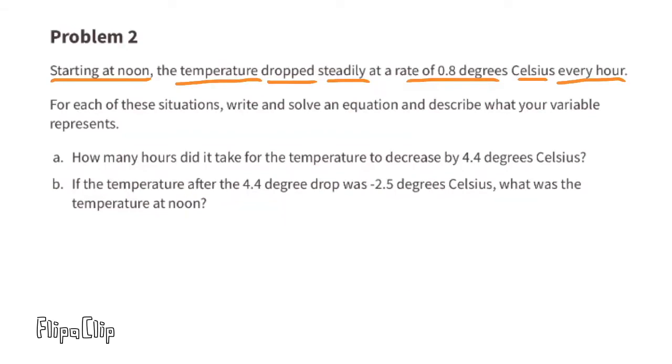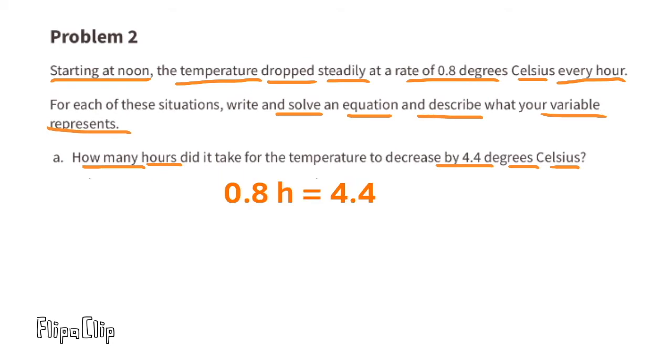Problem number 2. Starting at noon, the temperature drops steadily at a rate of 0.8 degrees Celsius every hour. For each of these situations, write and solve an equation and describe what your variable represents. A. How many hours did it take for the temperature to decrease by 4.4 degrees Celsius? We can write the equation like this. 0.8 degrees times an unknown amount of hours equals 4.4. Since the temperature was dropping 0.8 degrees, we can put a negative sign, and the temperature decreased by 4.4 degrees, so we can put a negative sign there too.